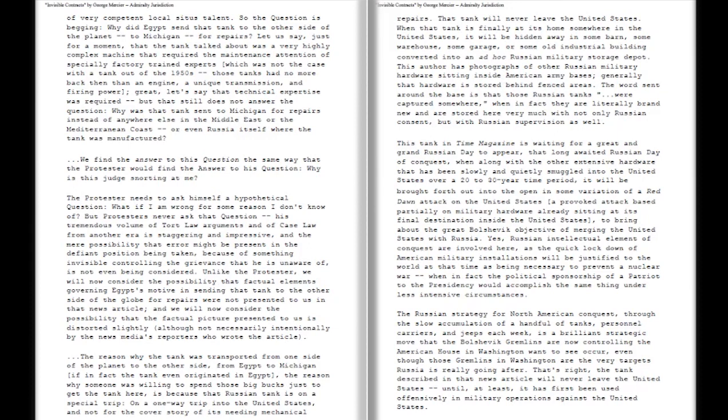The Russian strategy for North American conquest, through the slow accumulation of a handful of tanks, personnel carriers, and jeeps each week, is a brilliant strategic move that the Bolshevik gremlins now controlling the American house in Washington want to see occur, even though those gremlins in Washington are the very targets Russia is really going after. That's right, the tank described in that news article will never leave the United States until, at least, it has first been used offensively in military operations against the United States.